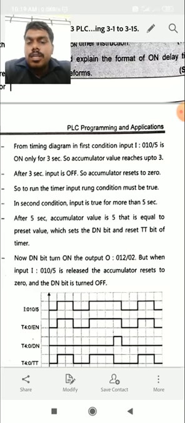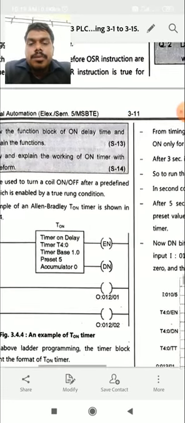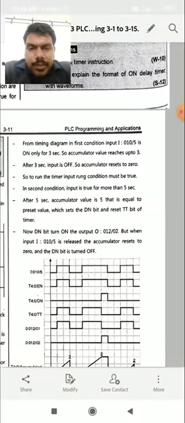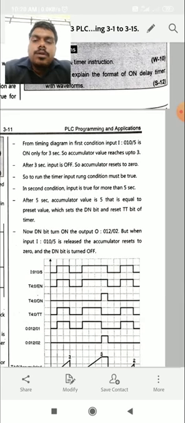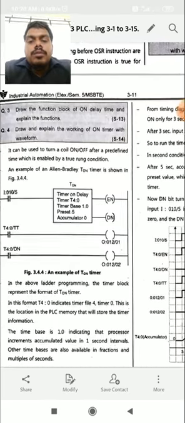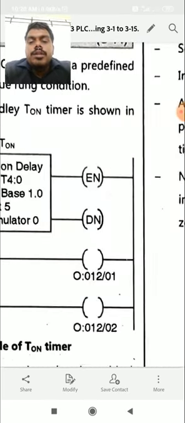Then the DN bit will be set and the TT bit of the timer will be reset. Now the DN bit turns on the output.